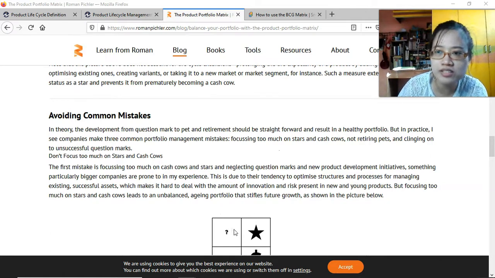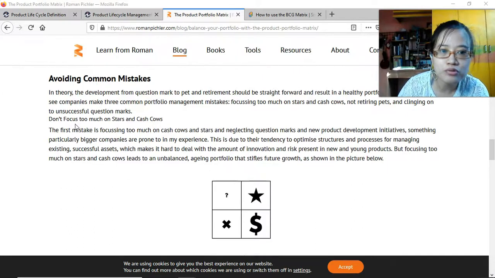So they're in the development stage. They could either fail or succeed. But if it's been a failure already, or if it's taking a long time for it to succeed, and maybe it won't, okay? So we have to let go of it and start over, right? Create a new one. Okay, don't focus too much on stars and cash cows. First lesson.